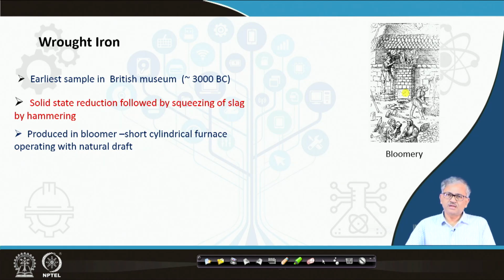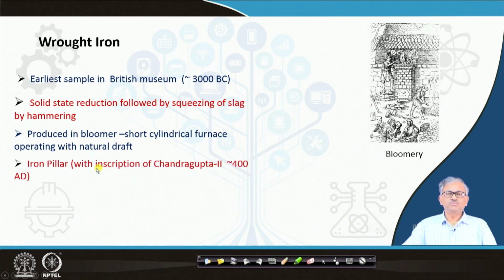That is, the iron ore could be reduced to form metallized iron, and then they can take out that iron and hammer it. If you hammer it, you can squeeze out most of the slag, but some of the slag obviously will be intermixed with the iron, and that is called wrought iron, and it has some very special quality.